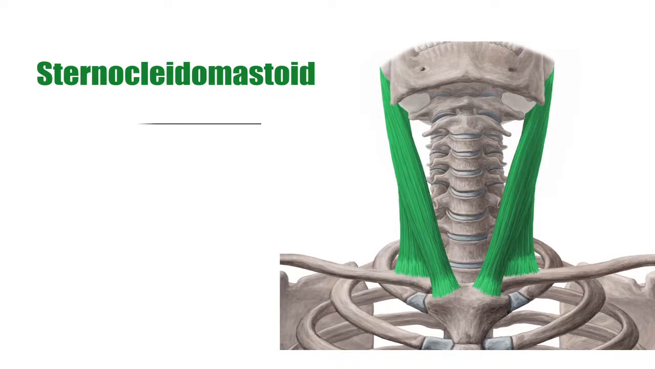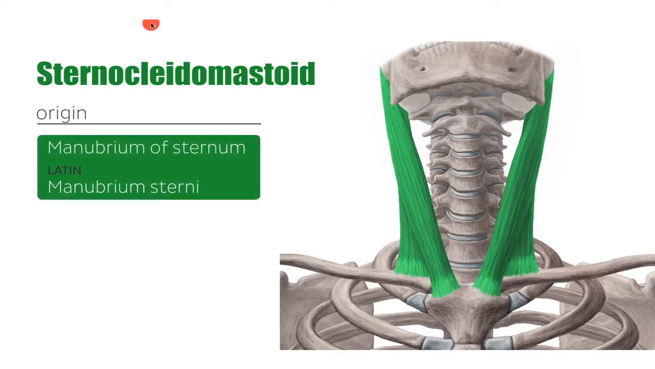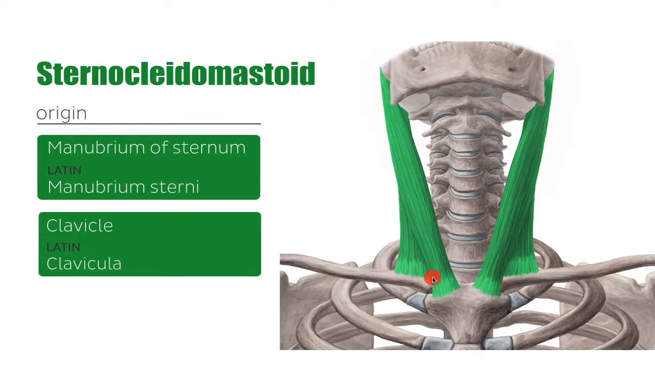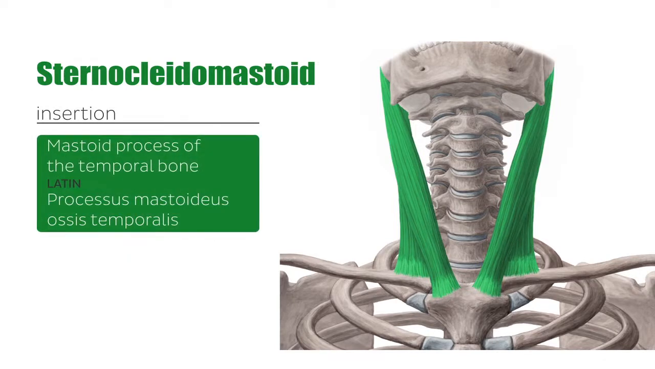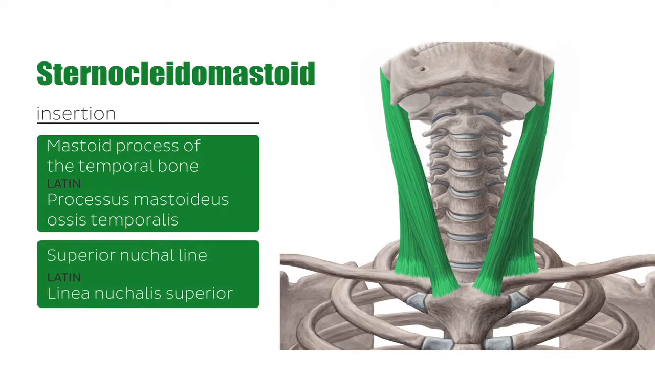Now, in terms of the origins for the sternocleidomastoid muscle, this muscle has two heads, a sternal head and a clavicular head. The sternal head originates from the manubrium of the sternum, as you can clearly see here from this image, while the clavicular head originates from the medial 1/3 of the clavicle. So two heads for the sternocleidomastoid muscle. In terms of the insertion point for this muscle, the insertion is the mastoid process of the temporal bone, and also the superior nuchal line of the occipital bone will serve as an insertion point for the sternocleidomastoid.